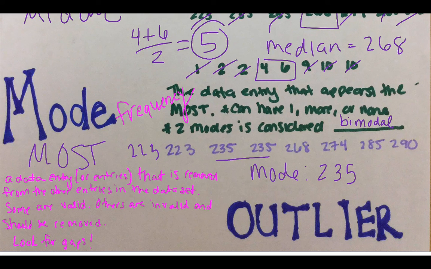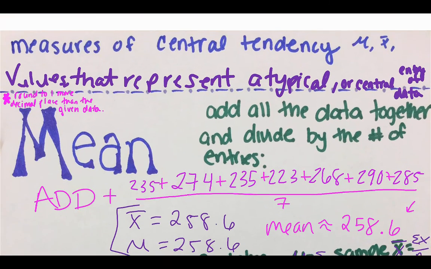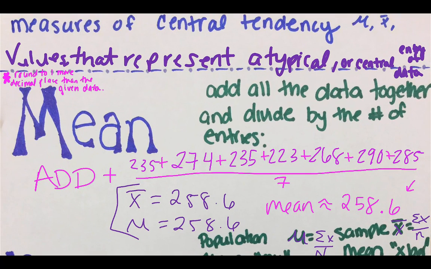All right, so we're going to take this and then go over some questions and some practice problems. So those are your measures of central tendency, mainly mu and x bar for mean, but our median, mode, and the idea of an outlier are very important as well.